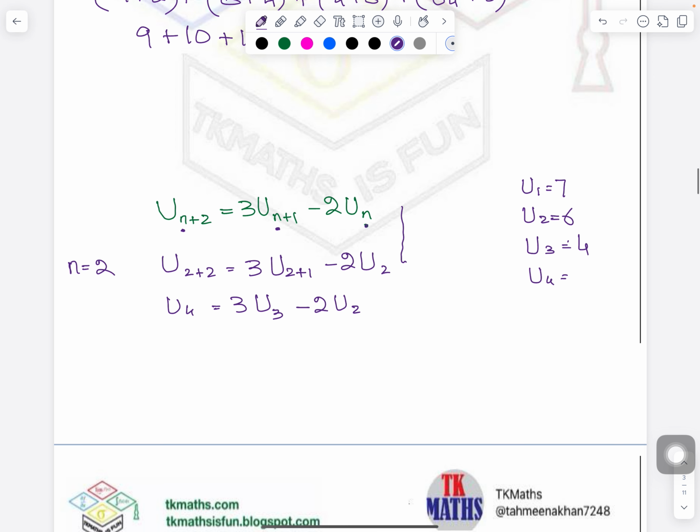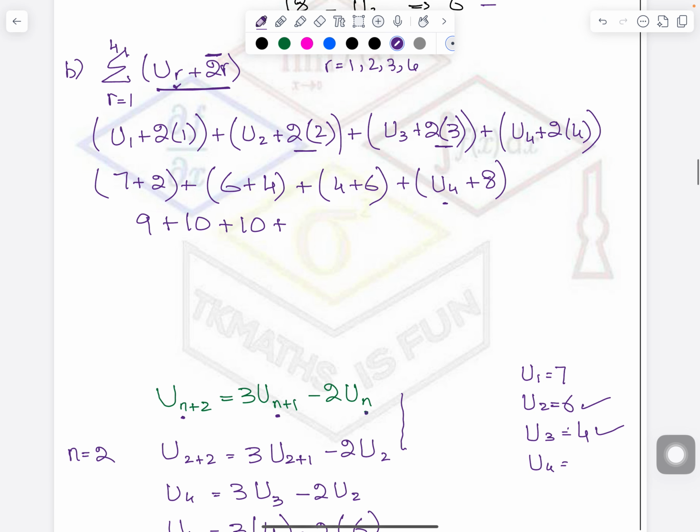So let's substitute the values here. Term 4 we can find by multiplying term 3 with 3. We know term 3 is 4 and term 2 is 6. So it is 12 minus 12, which is 0. So now I will substitute 0 in this place. 0 plus 8. So now you add up 9 plus 10 plus 10 plus 8. 10, 20, 30, 37. Okay, so it is 37.